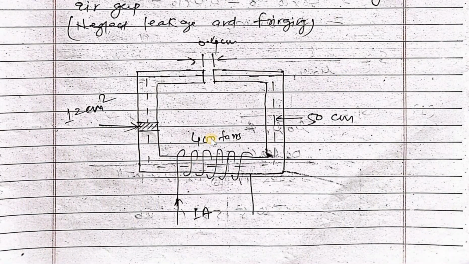This is the circuit diagram. The number of turns is 400, the current is 1 ampere, the mean length is 50 centimeter, the air gap is 4 centimeter, and the area is 12 centimeter square.